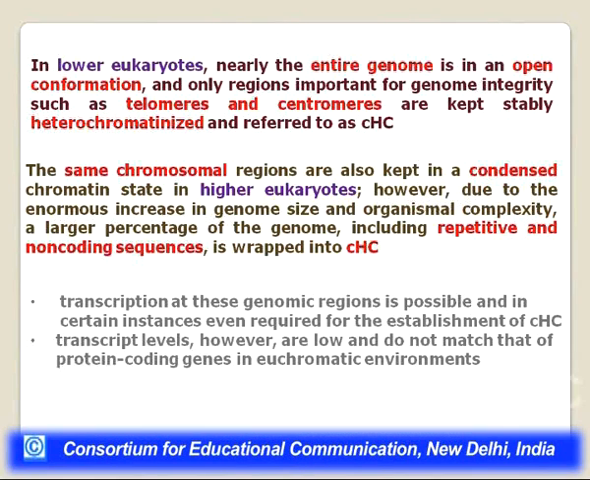As I said, it's not necessarily that the heterochromatin parts are wholly non-transcribing or non-active, but transcription at these genomic regions is also possible, and in certain instances even required for the maintenance of these constitutive heterochromatin regions. However, the transcript levels are low and they do not match that of the protein coding genes in the euchromatic environments, and therefore in comparison to the euchromatin, we say that the heterochromatin is a non-transcribing part of the genome.